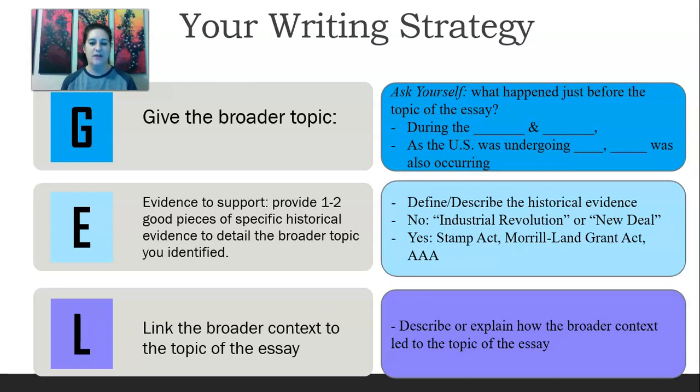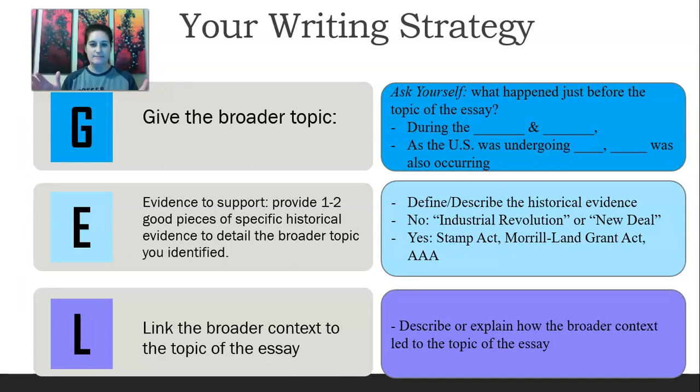You need to be specific here, like the Stamp Act, the Agricultural Adjustment Administration, the Morrill Land Grant Act. You can't say the New Deal. It's too broad, and you want to be more specific. And of course, it must be historically accurate. L stands for link, and that is linking the broader context to the topic of the essay. This most likely requires just one sentence that connects your broader topic, let's say the New Deal, to World War II, the topic of the essay.